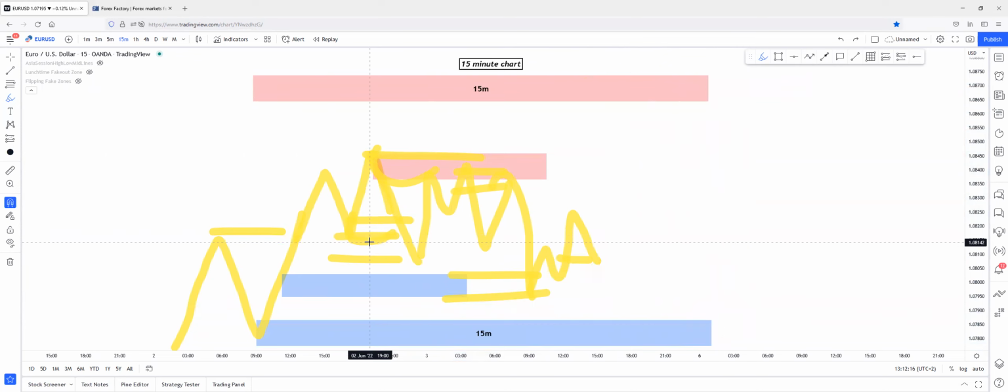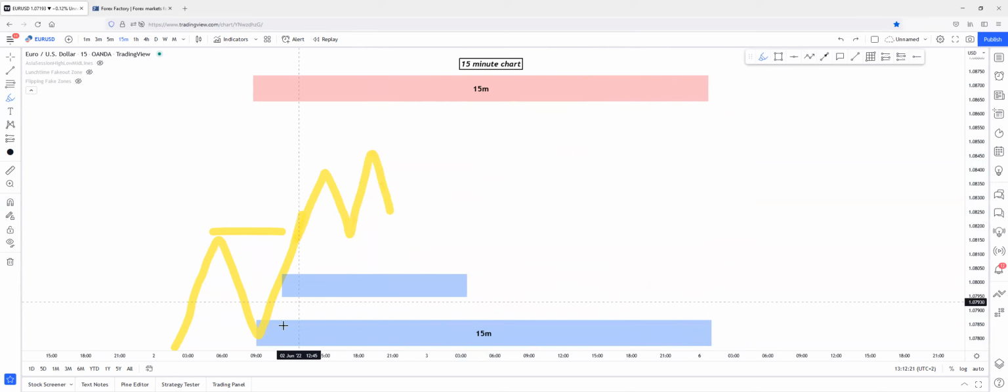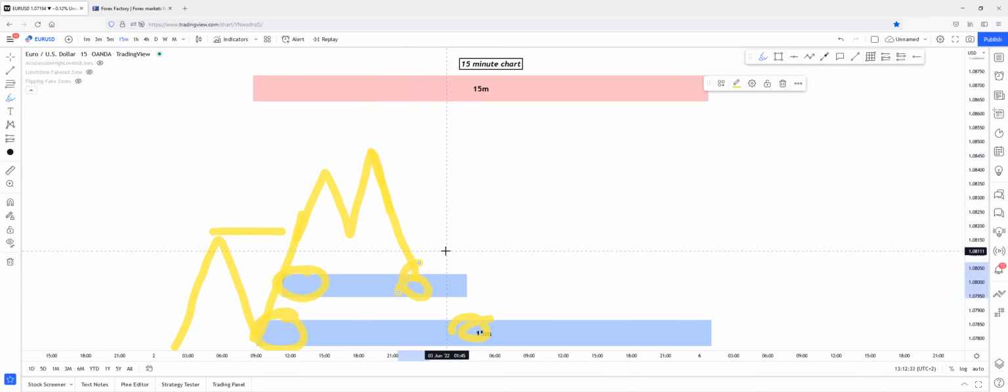If there's a 5-minute zone, sorry, let me just remove everything. If there's a 5-minute zone right here, and below this 5-minute zone, there's an extreme 15-minute zone, it doesn't mean that this 15-minute zone has to be tapped immediately, and this 5-minute demand zone has to be broken. It doesn't mean that all of these zones have to be tapped immediately if it's a pro trend.